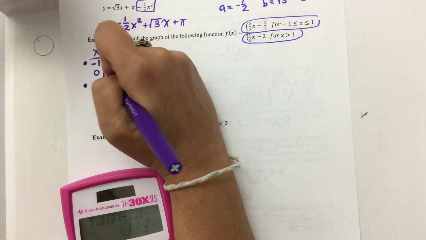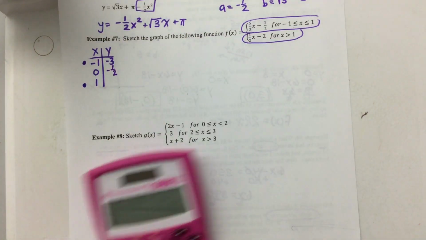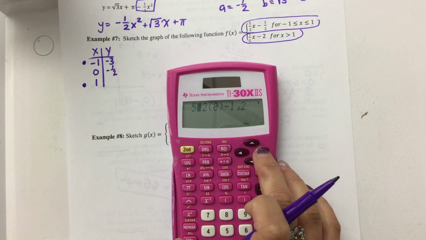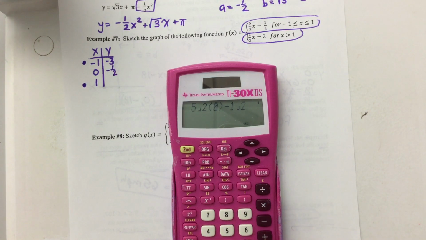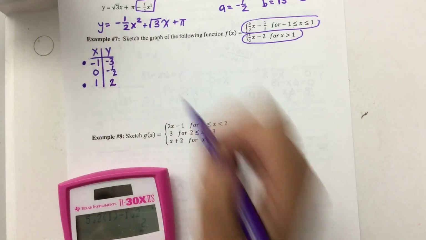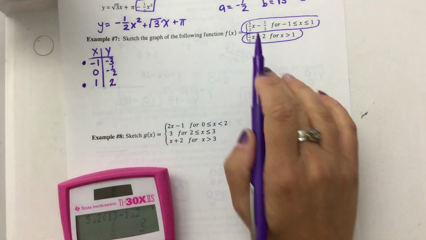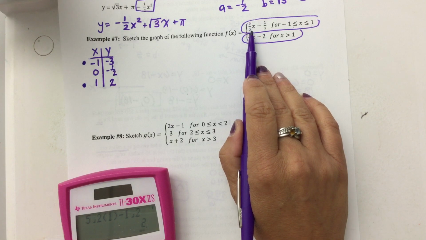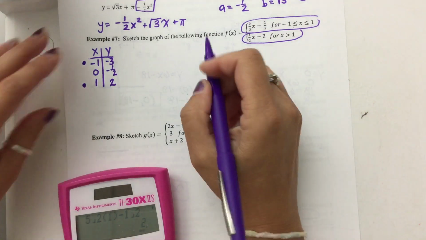If I put in a 0, my y value is -1/2. Now I just want to up arrow and change that x value from a 0 to a 1. I get a 2. So that is one piece. This is a linear function. I know that because I have a single x.